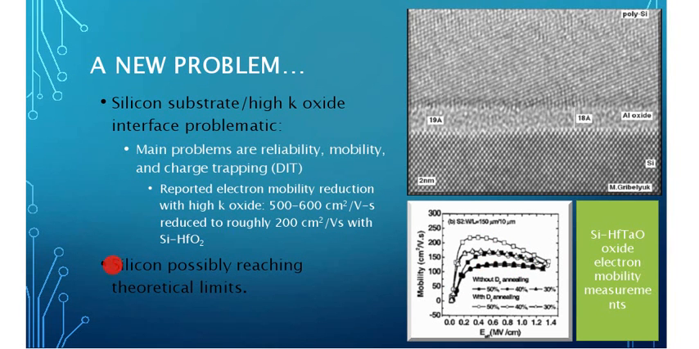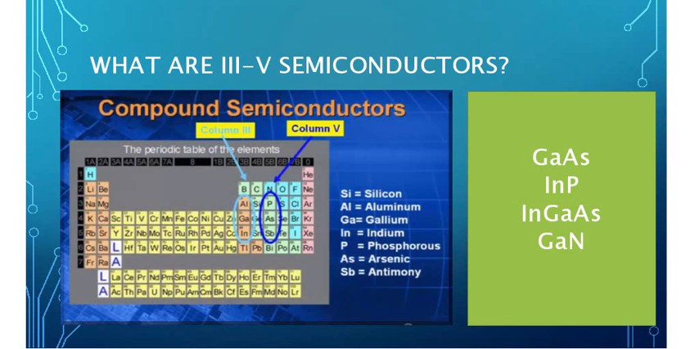So we started saying, well, maybe we're hitting a roof with silicon. And this is where III-V semiconductors come into play. But what is a III-V semiconductor? It's really just a semiconductor made up of elements from column 3 and column 5 of your periodic table. A couple of important elements are gallium arsenide, which is the second most commonly used semiconductor element aside from silicon.